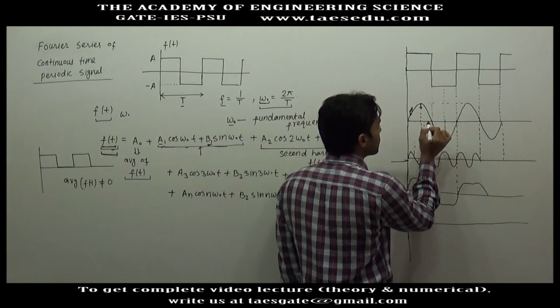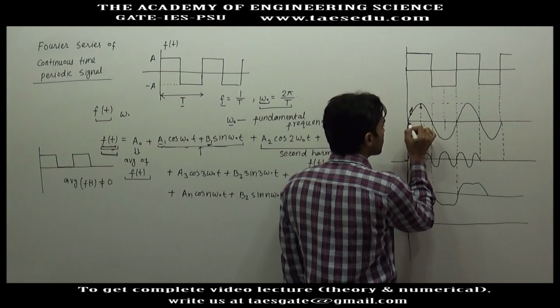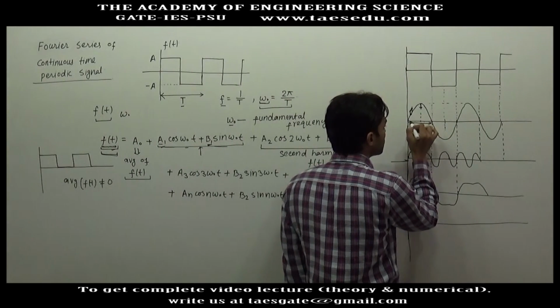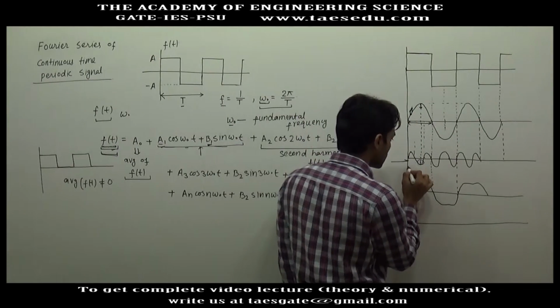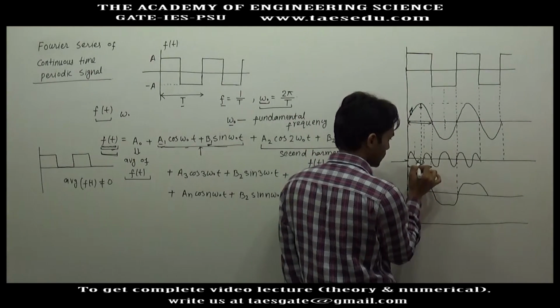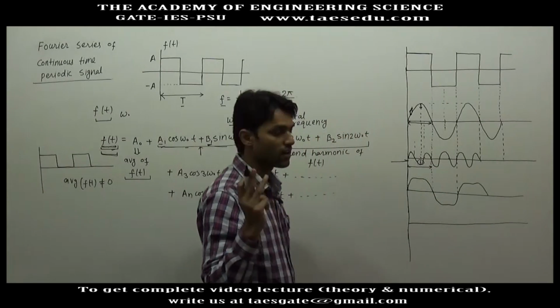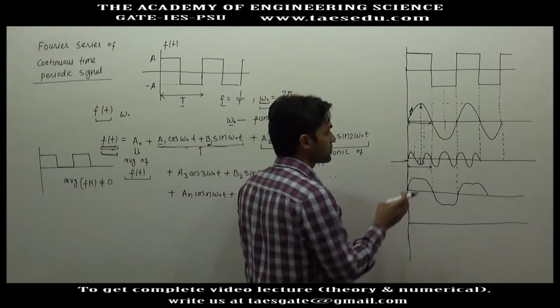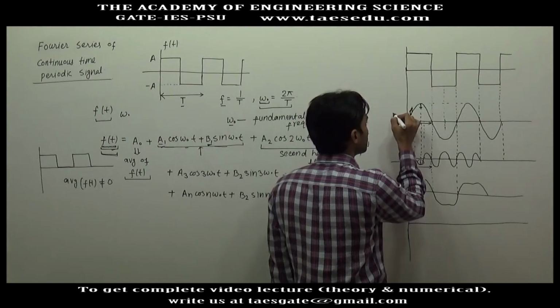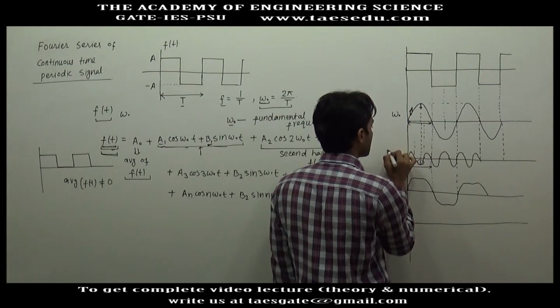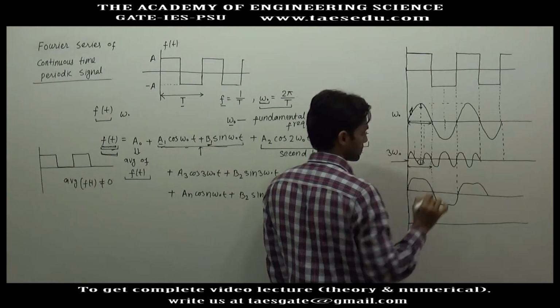This is the fundamental component, and in the duration in which this graph completes one half cycle, this sinusoidal signal completes 3 half cycles. It means the rate of change, the frequency, is 3 times here. So if this is the fundamental component, this will be called the third harmonic.